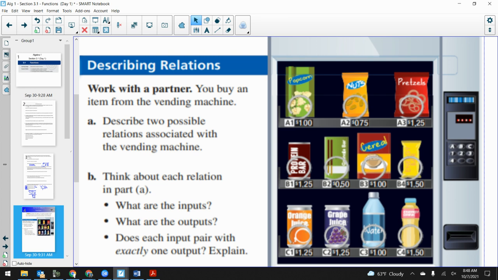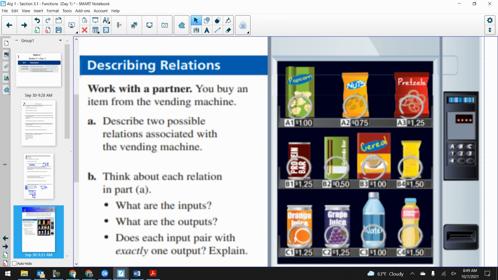What are two possible relationships demonstrated with this vending machine? Give me one. What is a relation that I could come up with for this vending machine? The farther down you go in the vending machine, the higher the price goes. Very good. Is there an exception to that rule? Maybe, yeah. But in general, the higher priced items are generally on the bottom.